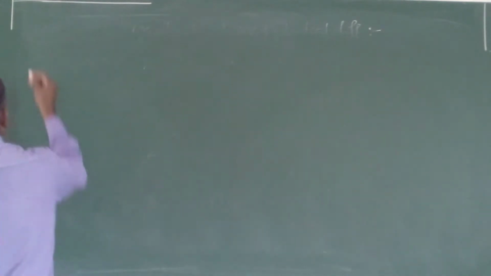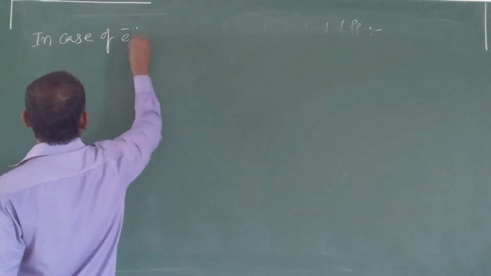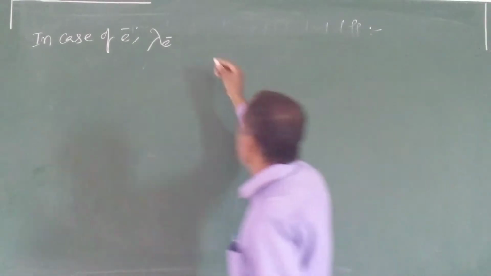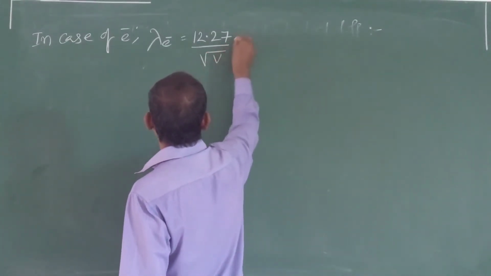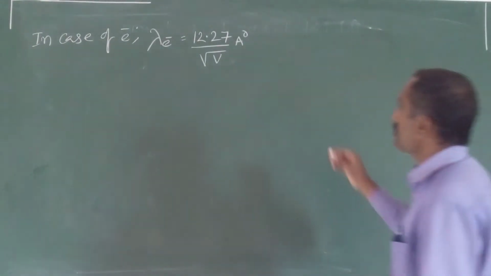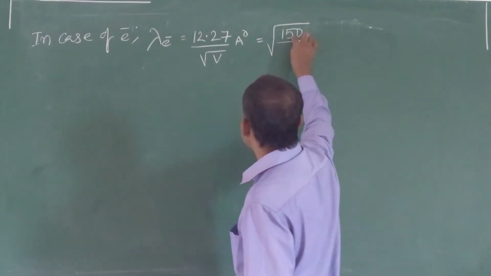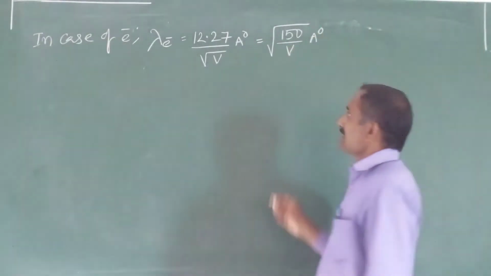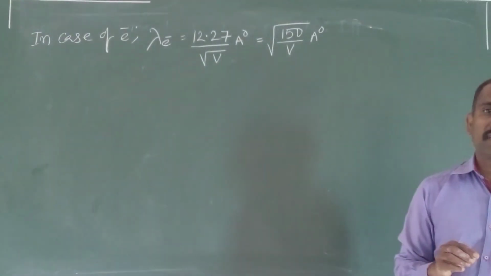Now, in the case of an electron, you should remember a direct shortcut formula. The wavelength lambda of an electron equals 12.27 by root V angstroms. Otherwise, it is the square root of 150, because the square root of 150 is nothing but 12.27, so 12.27 by root V angstroms. Sometimes the potential difference is given directly and they will ask for the wavelength of the electron.